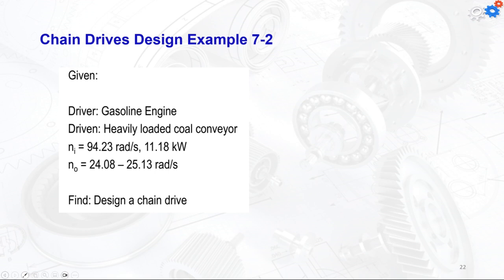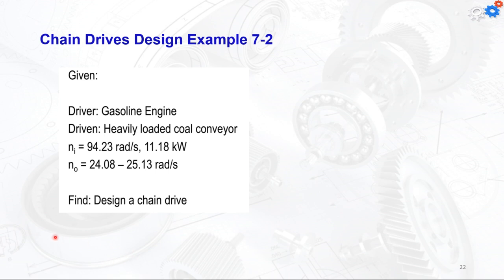Now we need to find a design for the chain drive. So the first step is this is the given value, and we need to get the design of the chain drive. We are not going to use the 11.18. We need to choose a higher value, which would be the design power. To find the design power, we need to find the overload factor.